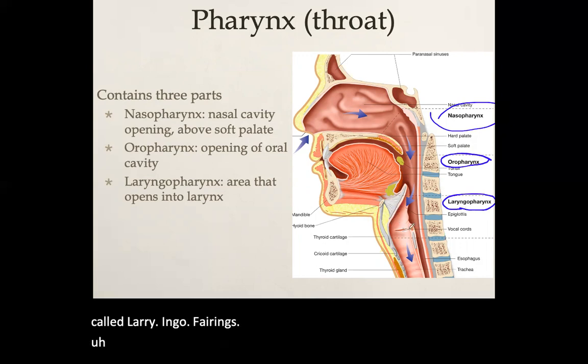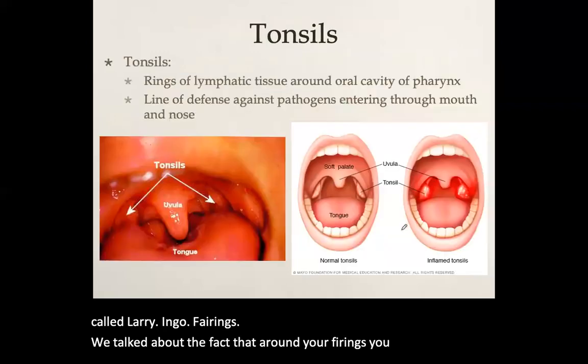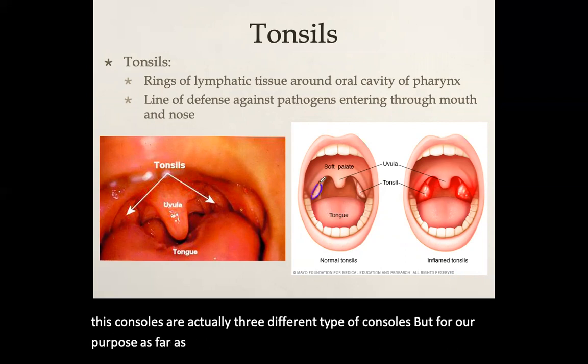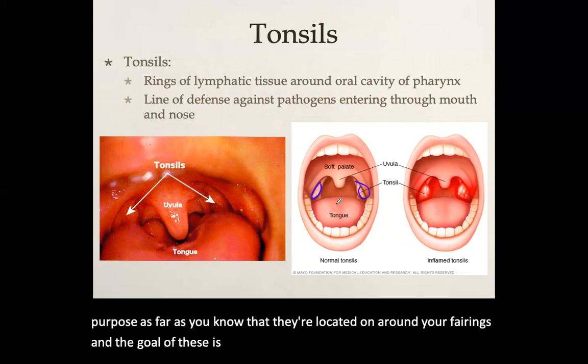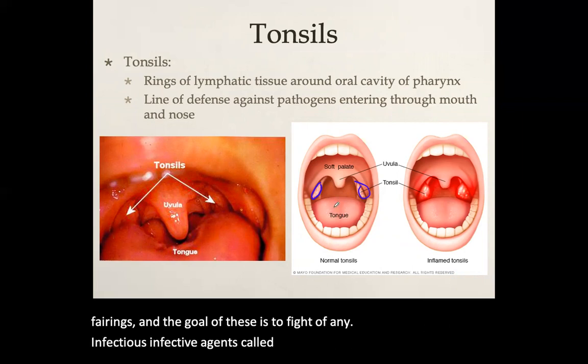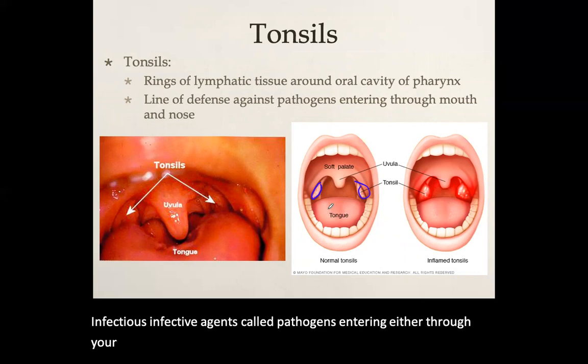We talked about the fact that around your pharynx you have tonsils. There are actually three different types of tonsils, but for our purpose, you just need to know that they're located around your pharynx, and the goal of these is to fight off any infective agents called pathogens entering either through your mouth or your nose.